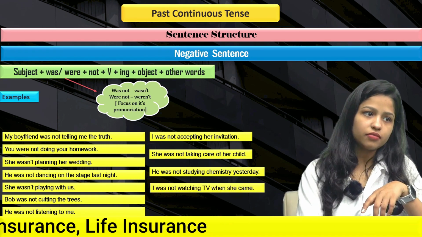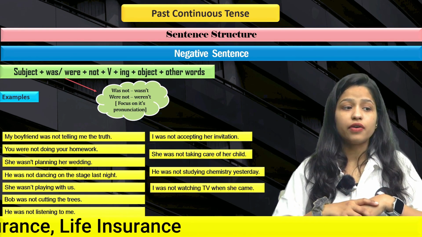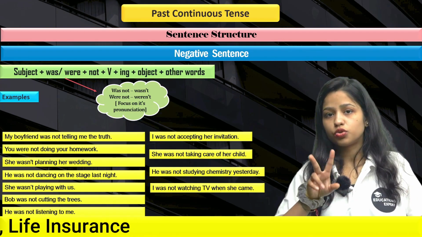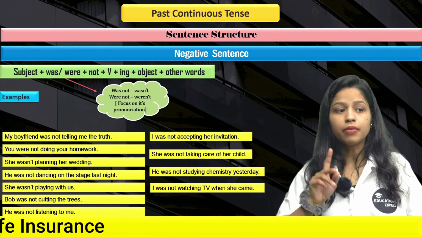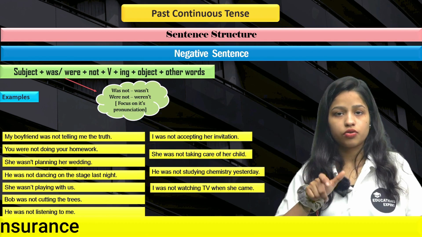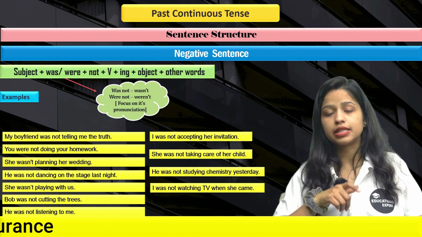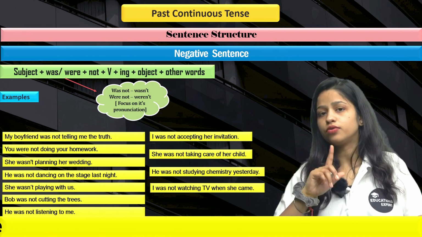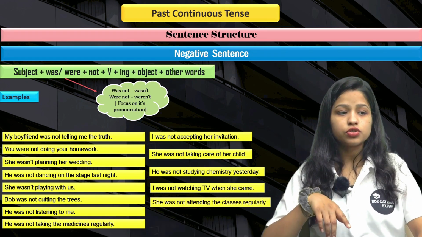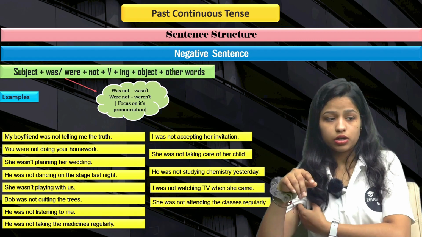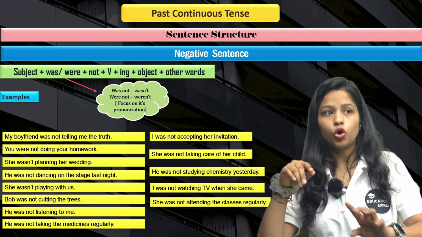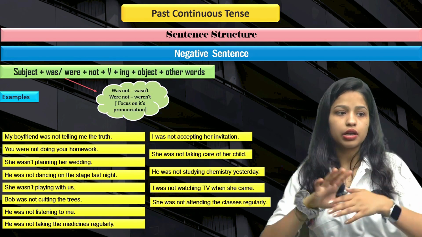Next up is: I was not watching television when she came. So basically there are two actions that are happening at the same time. First we have used past continuous tense, and then next we have used past simple tense, and with past simple tense we have used when, right? She was not attending the classes regularly. I hope all the examples are definitely clear for you.